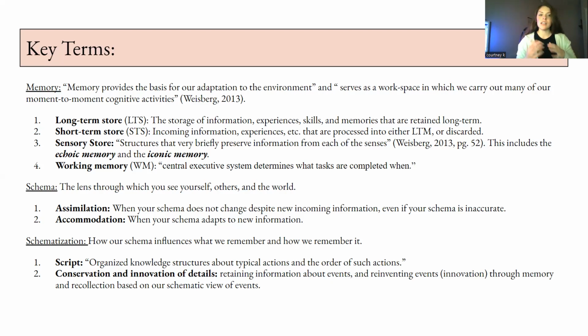Sensory store includes echoic memory and iconic memory. I think of this as echoic is an echo. It's information or stimuli that you hear, and iconic memory is iconic. It is what you see. And then working memory is the central executive system that determines what tasks are completed and when. In this working memory, all of your information is being input, processed, and determined: okay, short-term or long-term memory. Working memory I will go over a little bit later, on the next slide.